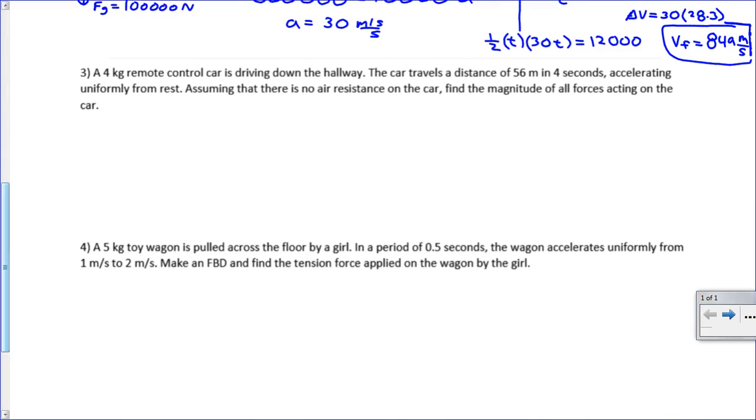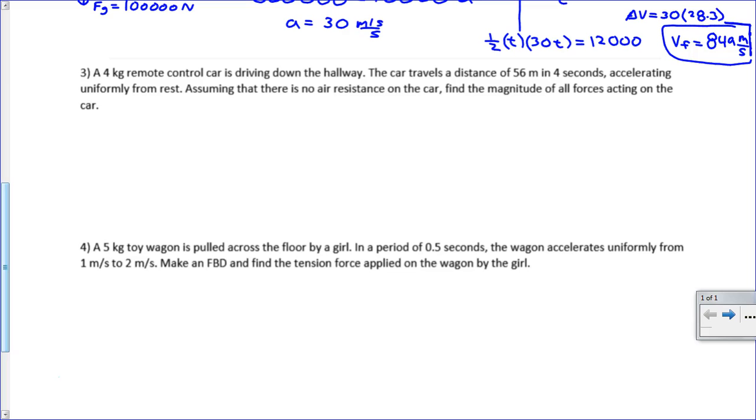Number 3 here, it says a 4-kilogram remote control car is driving down the hallway. The car travels a distance of 56 meters in 4 seconds, accelerating uniformly from rest. Assuming that there is no air resistance on the car, find the magnitude of all the forces. So this one says find the magnitude of all the forces, kind of as the final question.